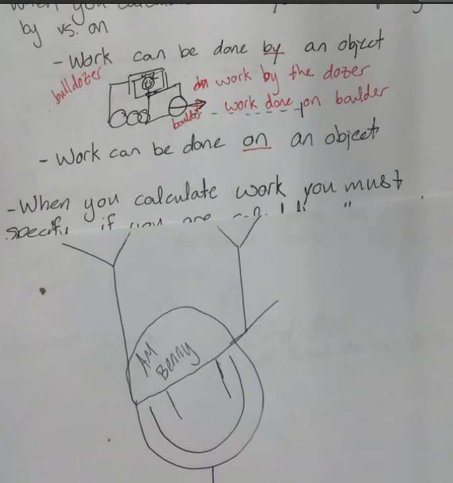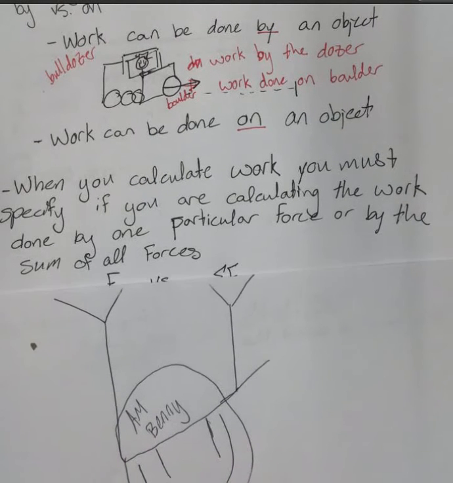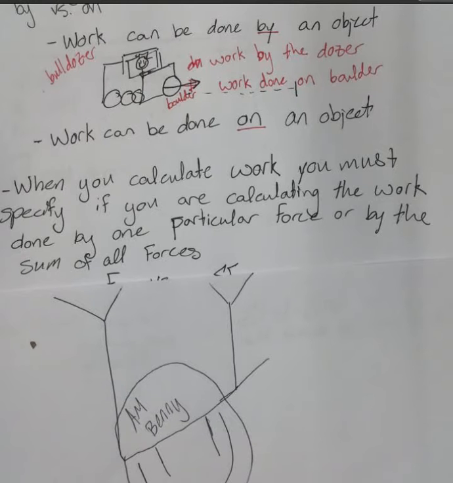When you calculate your work, you must specify if you're calculating work done by one particular force or by the sum of all forces also. So we not only have to be very specific in saying this object is doing this work or this object is having this work done to it, and that's going to make a lot more sense even when we talk about energy. So we have to be sure: is the work getting done to the object or is the work getting done by the object? And also we have to be specific. Are we focusing on one force and the work that one force is doing, or are we looking at the net force on an object? And of course this means free body diagrams.